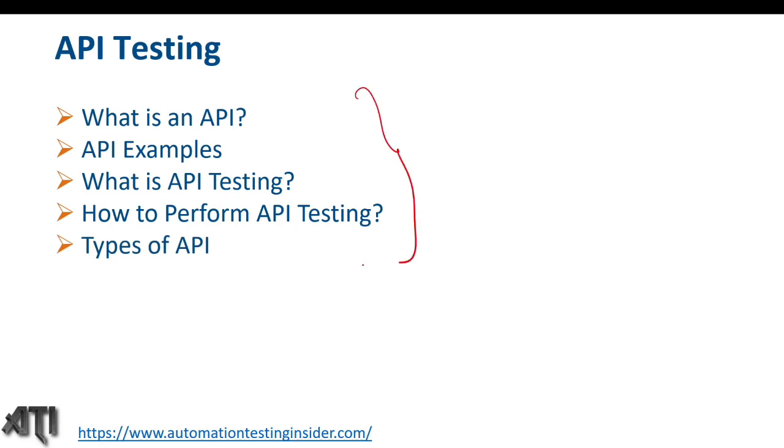So these are the basics of APIs, which are very important when we start learning any tool like Postman, Ready API, Rest Assured, or any other tool like SOAP UI. These are the basic topics which are very important. So let's get started with the first topic. What is an API?